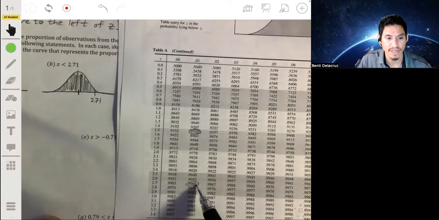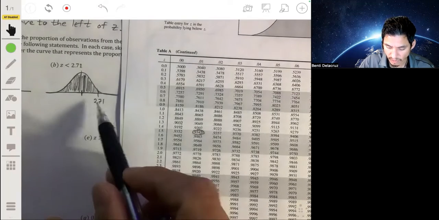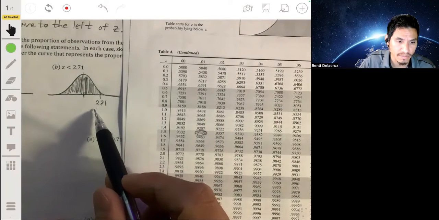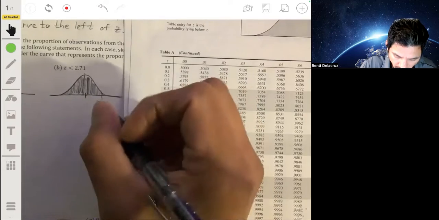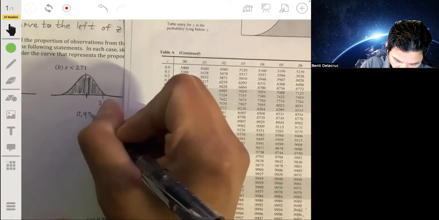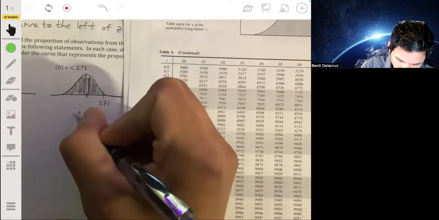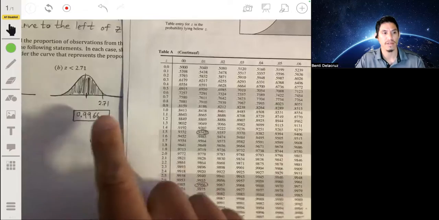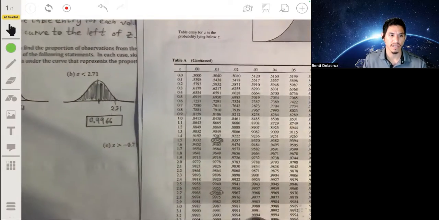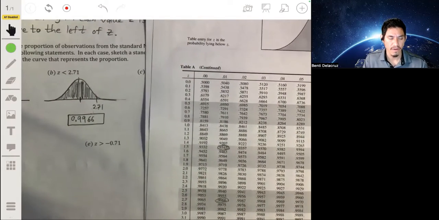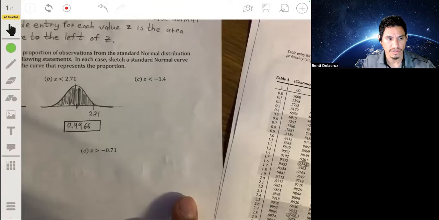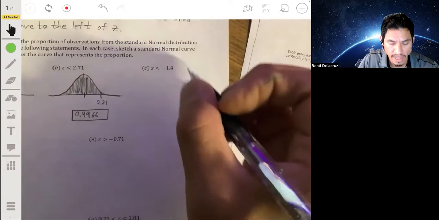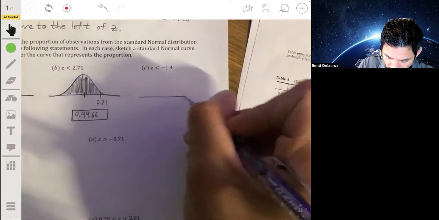And this is saying that 0.9966 of the total area is to the left, or 99.66% of the total area is to the left of 2.71. Because remember, the total area adds up to 1 in a density curve. Now, for C, we have a negative z value.